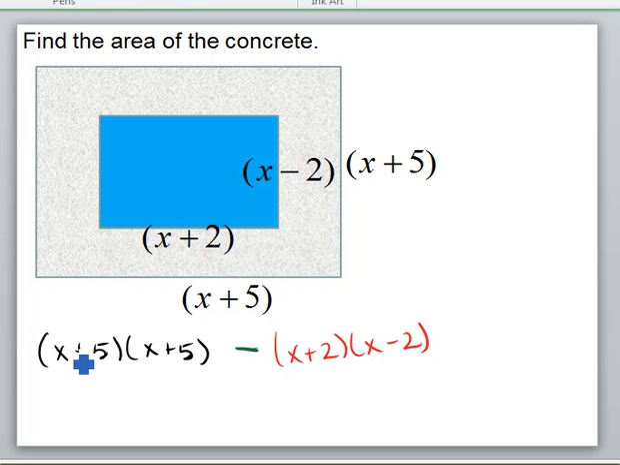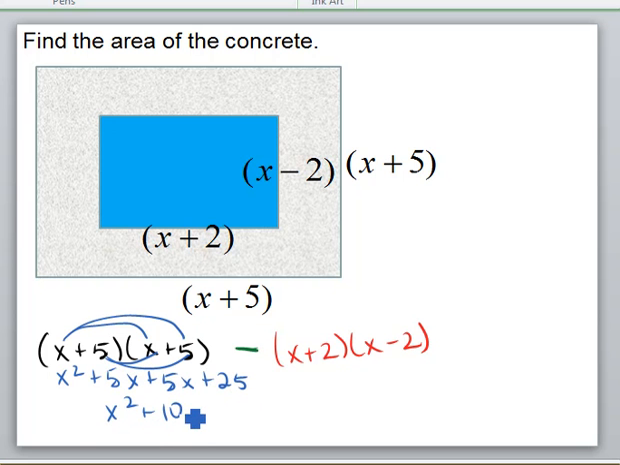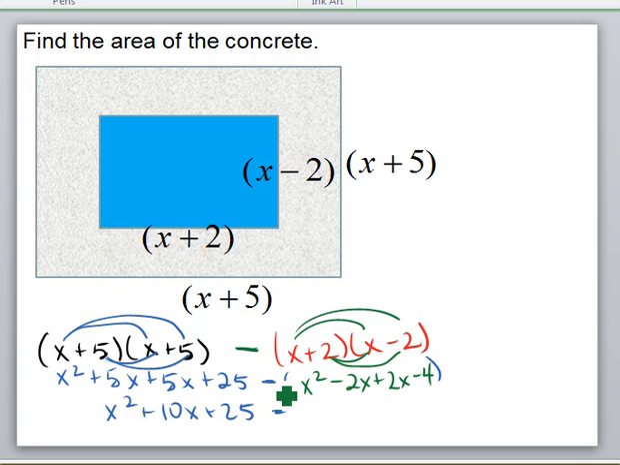So I FOIL out or multiply these together, which gives me x squared, 5x, 5x, and then 25, for a total of x squared plus 10x plus 25. Now I'm subtracting off, okay, I have to put this in parentheses, what I get when I FOIL here. So I've got x squared, and then I have a negative 2x, I have a positive 2x, and a negative 4. And now I'll distribute my negative through, so I get a negative x squared. Negative times negative is a positive 2x.